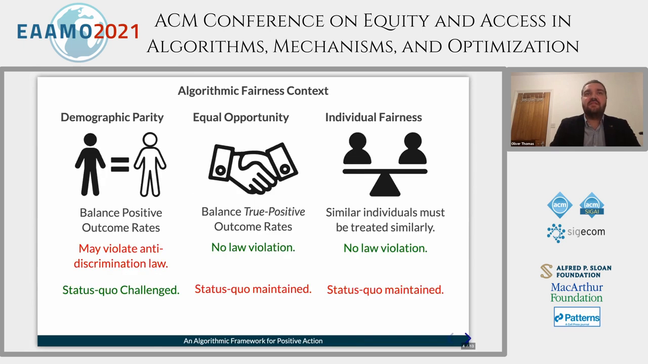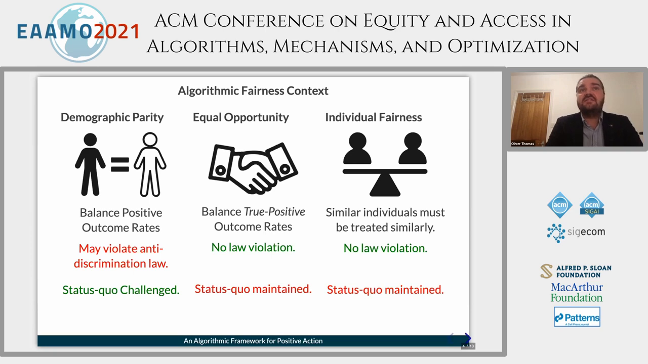Let's place positive action within the context of algorithmic notions of fairness. Three commonly cited notions of fairness include demographic parity, which is an intuitive measure that assures positive outcome rates are equal across groups that share a protected characteristic. There's equality of opportunity that aims to address some of the practical limitations of demographic parity and assures that true positive outcome rates are equalized across groups that share a protected characteristic. And lastly, we have individual fairness that requires similar individuals to be treated similarly.